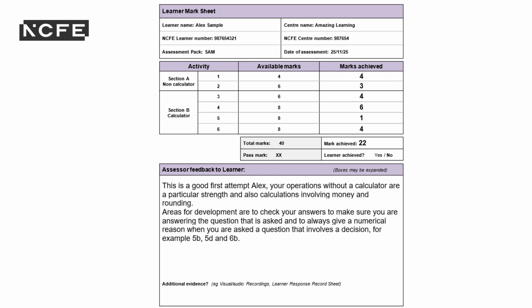So here we have the total marks that will be awarded to this learner and feedback from the assessor to the learner. And the feedback that we have here is, this is a good first attempt, Alex. Your operations without a calculator are a particular strength, and also calculations involving money and rounding. Areas for development are to check your answers to make sure you're answering the question that's asked, and to always give a numerical reason when you're asked a question that involves a decision. For example, 5B, 5D, and 6B.